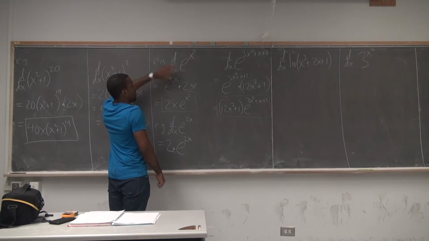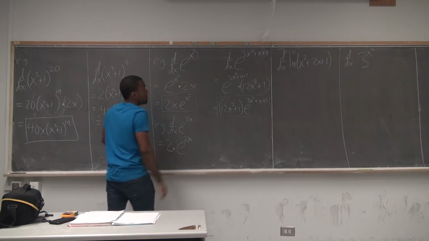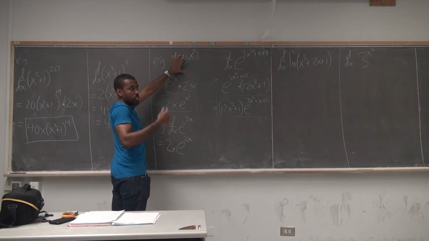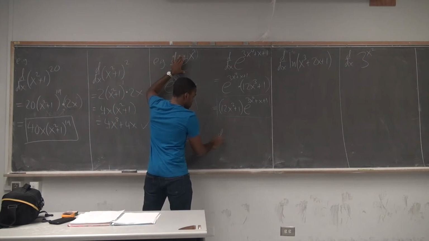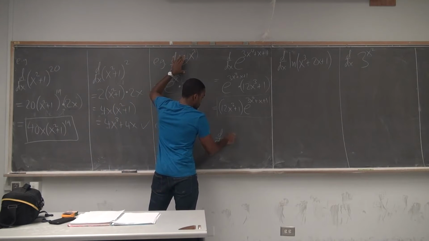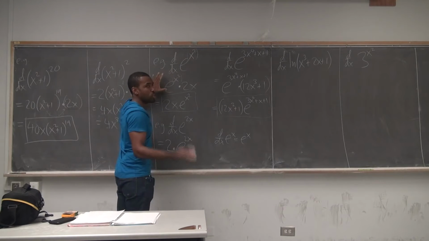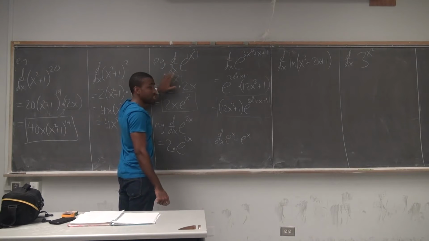So I have e to something, right? The outside function is the exponential. Now I know the derivative of exponential is just itself. The derivative of e to the x is just e to the x. So if I'm differentiating the outside function, I literally don't do anything. So that gives me this.